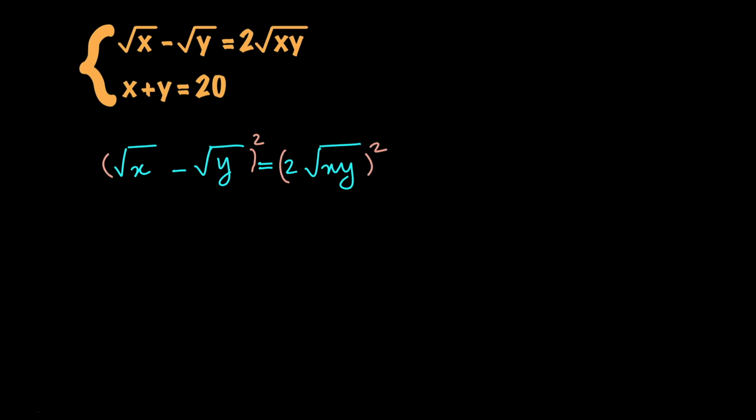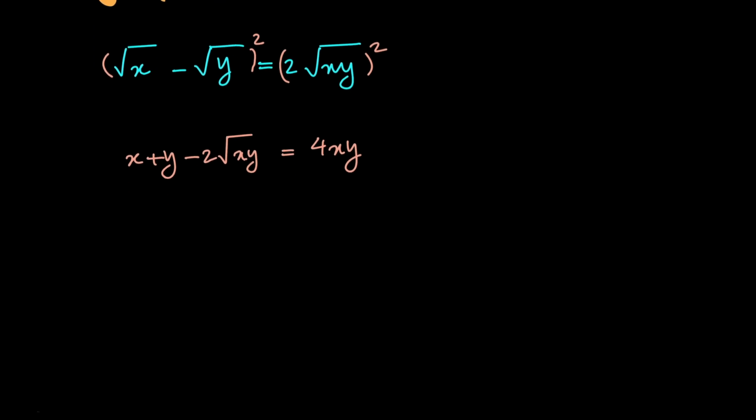So we're going to get x plus y minus 2 times the square root of x times the square root of y, which is the same thing as the square root of x times y. And on the right-hand side, we're going to have 4 times x times y. Great. Now, if you look at the given system of equations, you can see that x plus y is equal to 20. So I can replace this with 20. So we have 20 minus 2 times the square root of x times y equals 4 times xy.